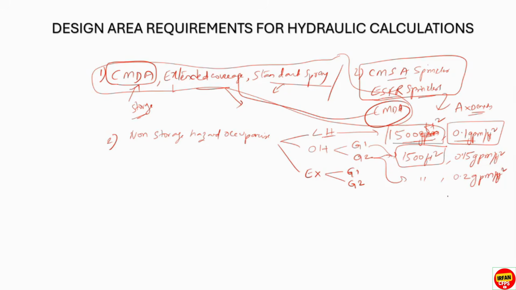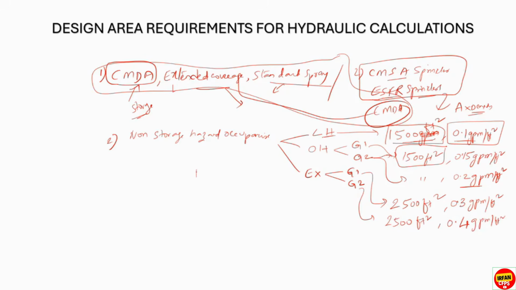These are the basic concepts for calculating the flow requirements. You need to know these requirements. So ordinary hazard group 2, 1500 square feet at 0.2 GPM per square feet density we need to consider. For extra hazard group 1, 2500 square feet at 0.3 GPM per square feet density. And for extra hazard group 2 also we need to consider this requirement, 2500 square feet at 0.4 GPM per square feet.